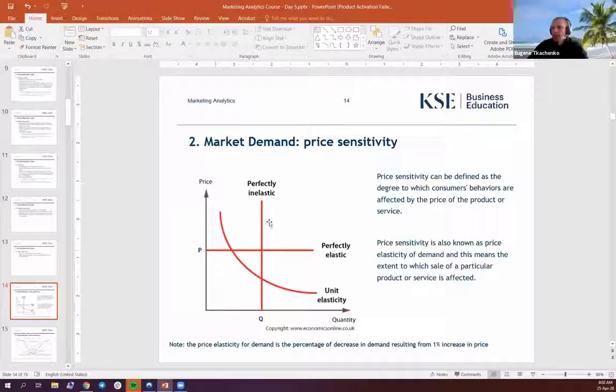Perfectly inelastic. So there is a very limited number of products you can sell, and this number of products is not going to change because of the price adjustment. So I would consider that as luxury products.